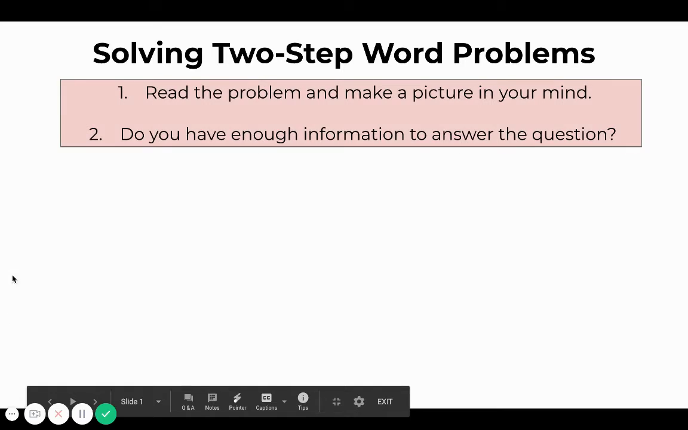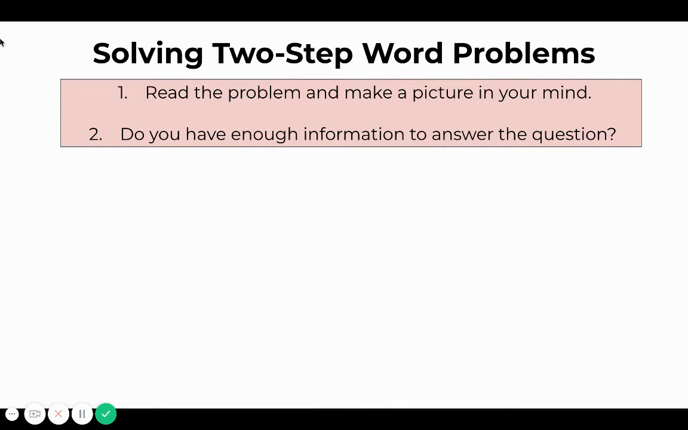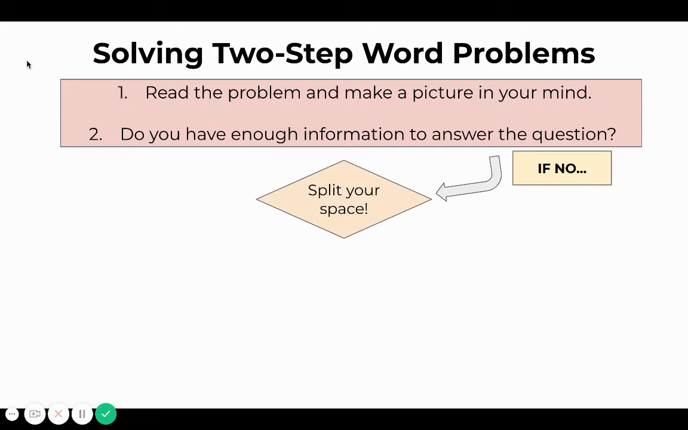Here we go. Let's review what the steps are to solving two-step word problems. First, like every word problem, we read the problem and make a picture in our mind. Then we ask ourselves, do we have enough information to answer the final question? If the answer is no, we know we need to split up our workspace because we are looking at a two-step word problem.